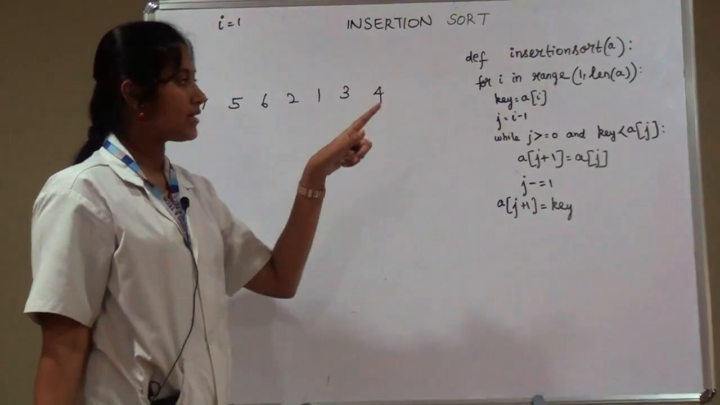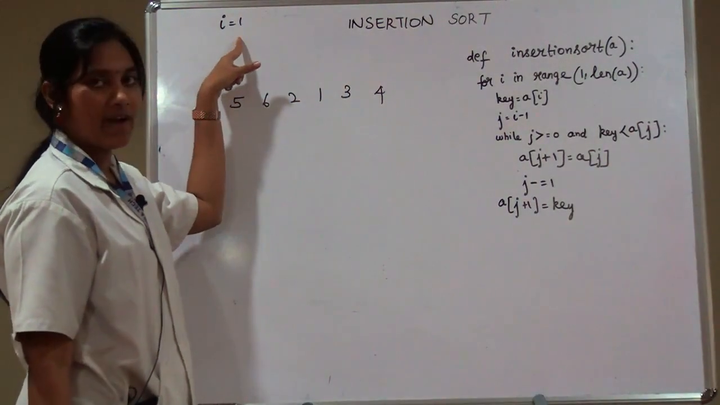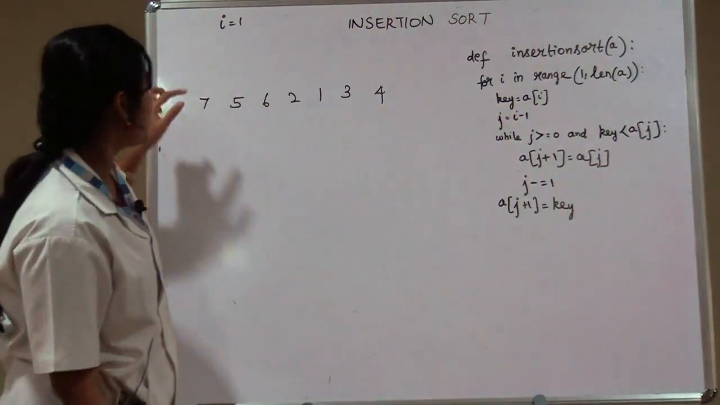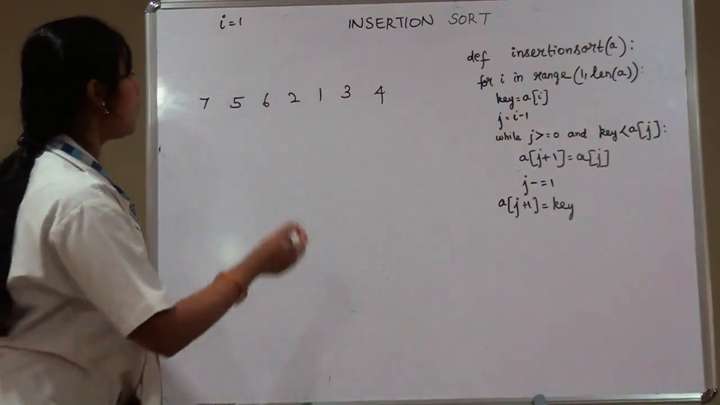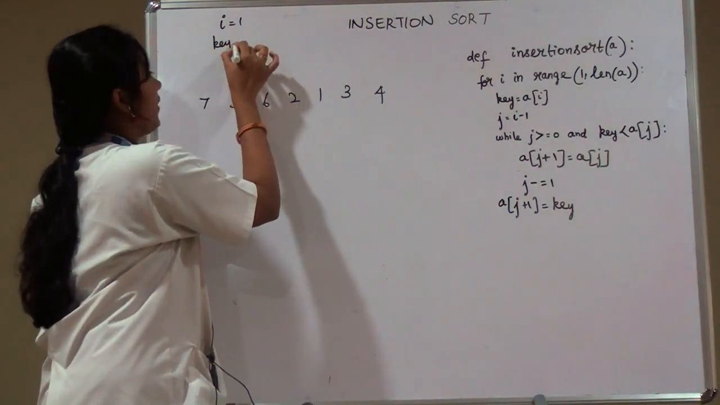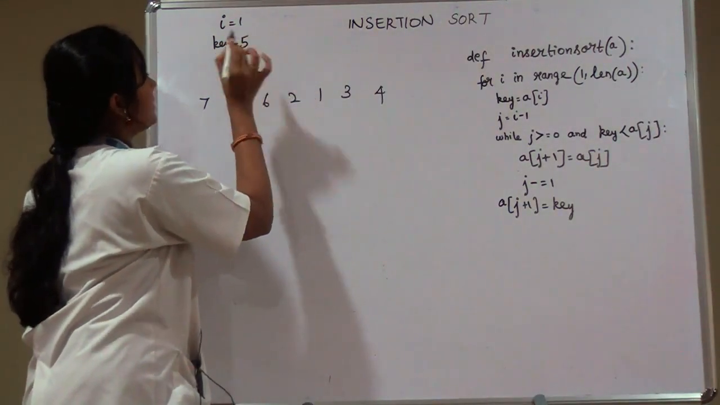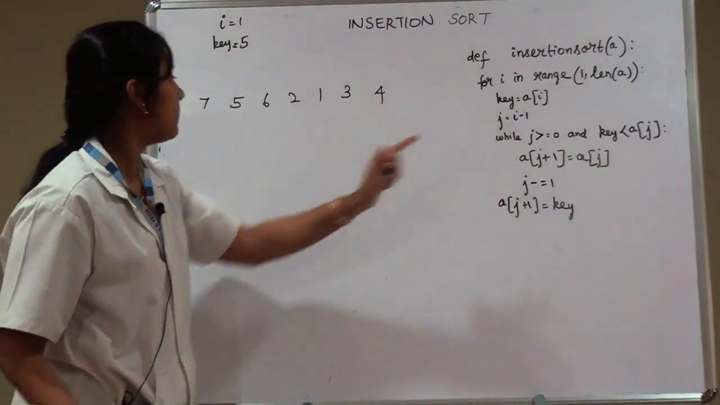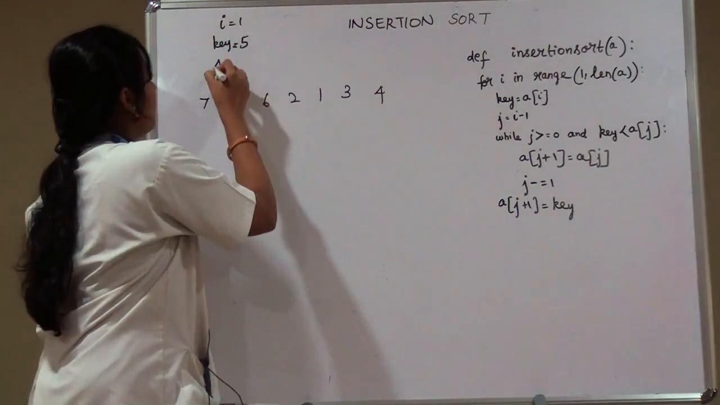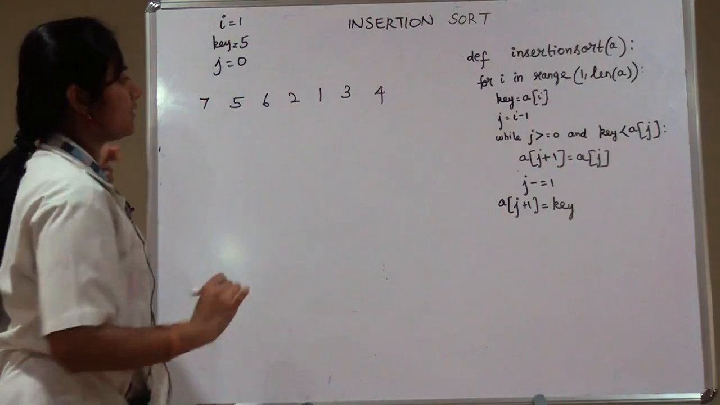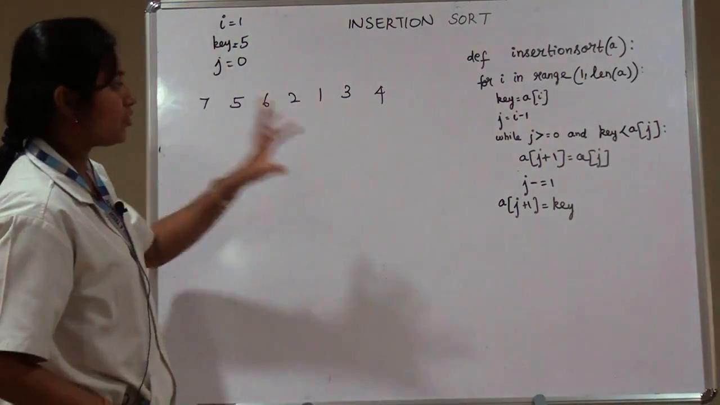So during first iteration what will happen? I will take the value 1. Now key is equal to A of I. So what is the value of I? 1. So what is A of 1? 5. So what is our key now? 5. Key is 5. J is equal to I minus 1. So what is I? 1. So 1 minus 1 is 0. So our J is 0.